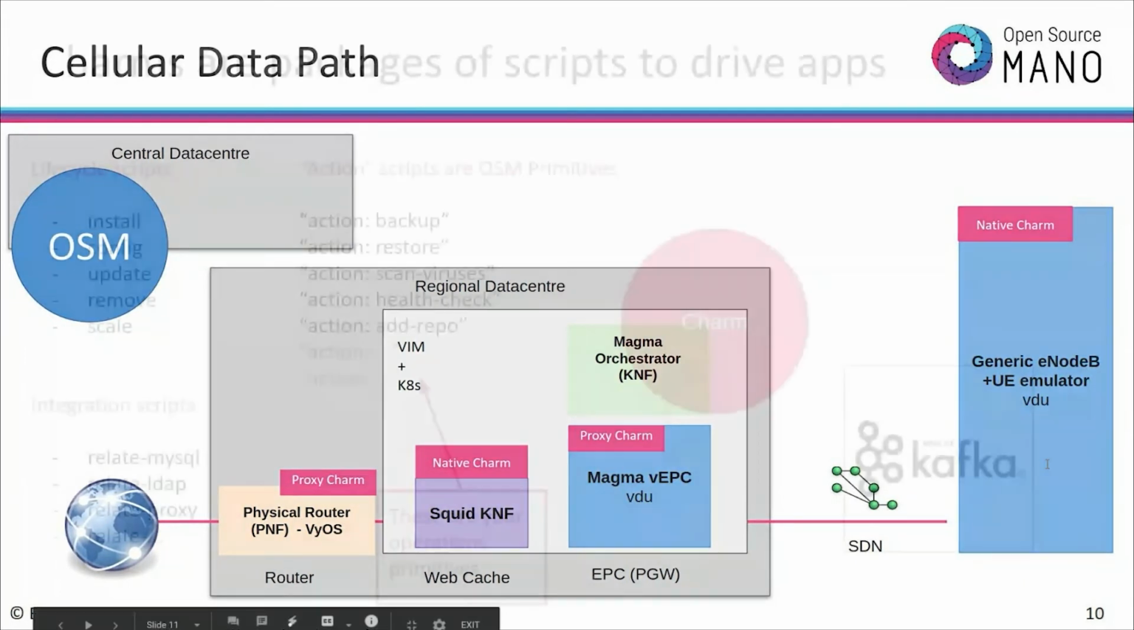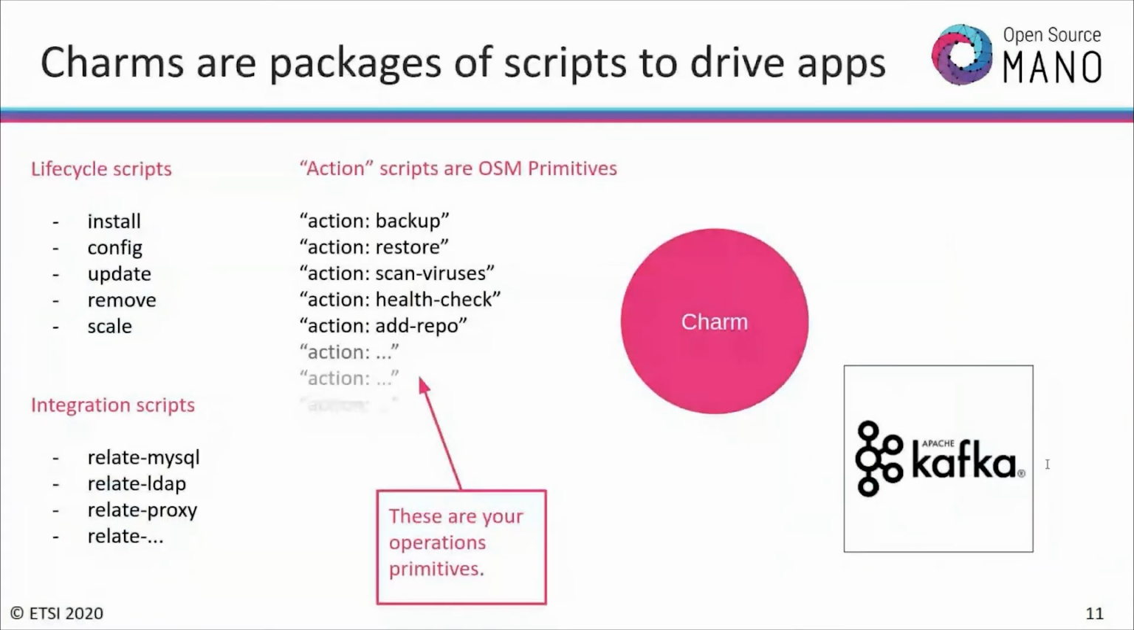So what is a charm? It's a package of scripts that are used to drive applications. So there are life cycle scripts like installation and configuration, updating, removing, scaling in, scaling out. And there are integration type scripts where you can form relations between two or more of your components.